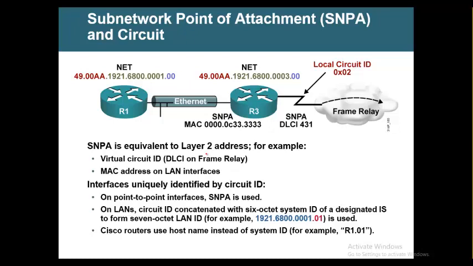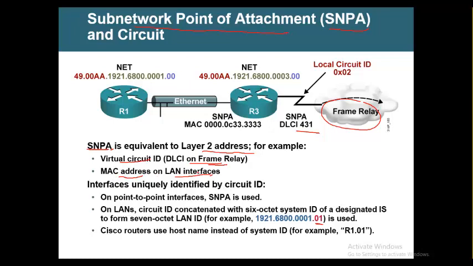See, here they're using N selector as 01 because it is going via some frame relay, an old concept. Let's read. Subnetwork point of attachment, SNPA, and circuit. SNPA is equivalent to a layer 2 address, for example virtual router ID, as they'll see on frame relay, or MAC address on a LAN interface.